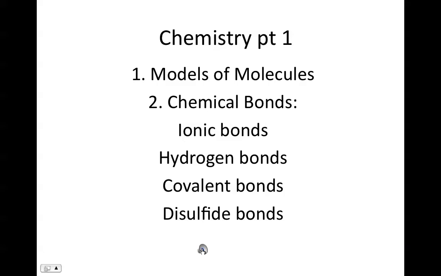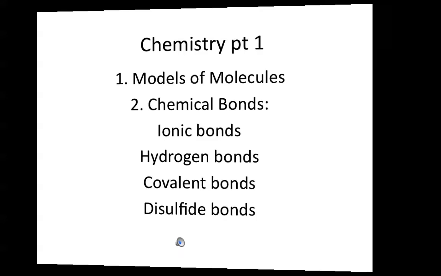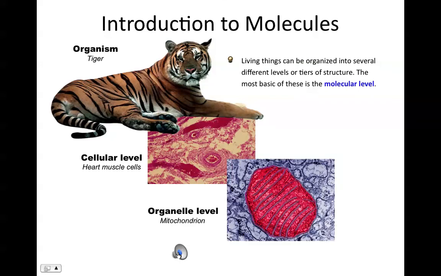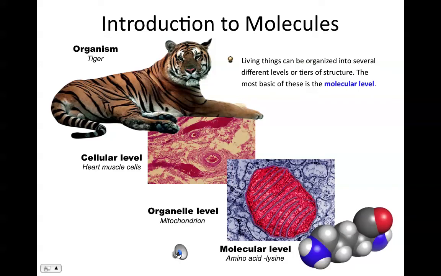Biochemistry Part 1. We'll briefly describe models of molecules and different types of chemical bonds. The fundamental materials that are used to construct organisms go right down to what we call the molecular level. Biochemicals are used in the construction of cells, tissues, organs, and organisms.